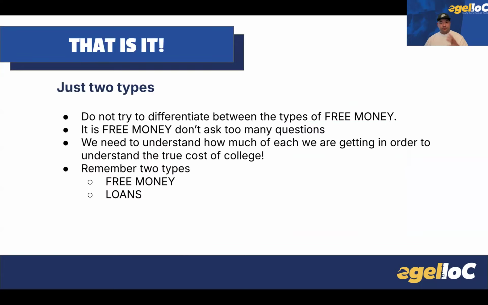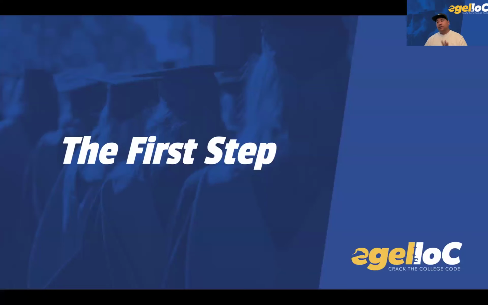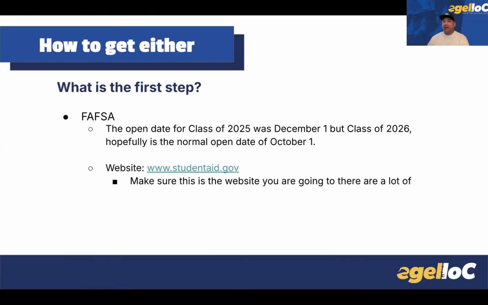Okay. Now, so it's just a reiteration, right? If it's free money, don't ask too many questions about it, right? They're giving you a discount, right? But if it's loans, then we have to check in to see which type of loans make sense for our family. Okay. Now, the first step of this process is the FAFSA.